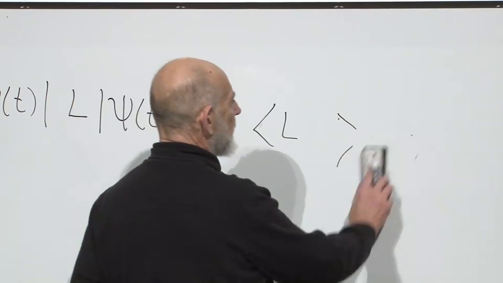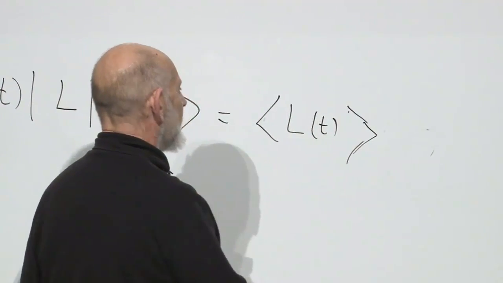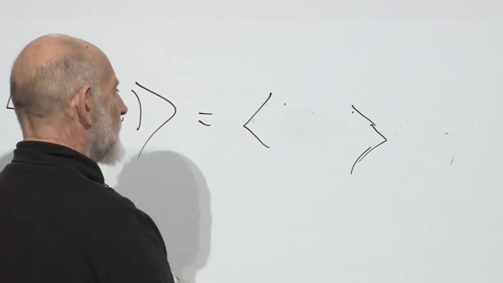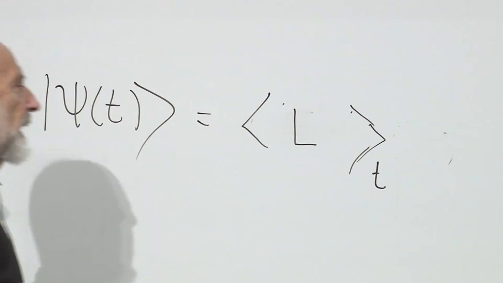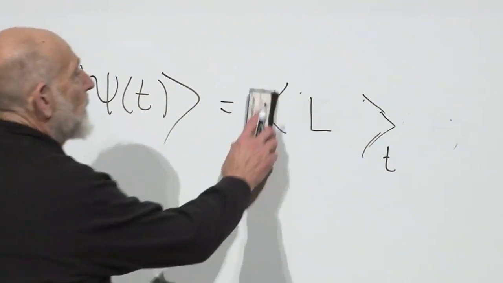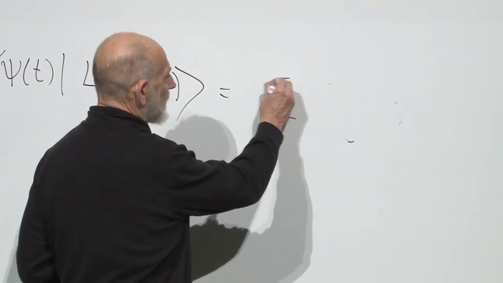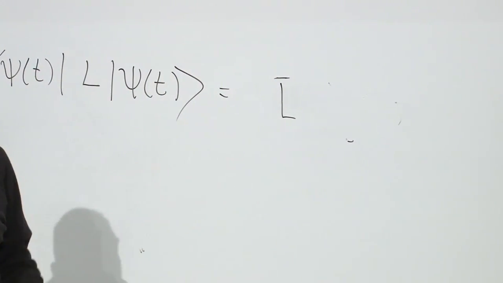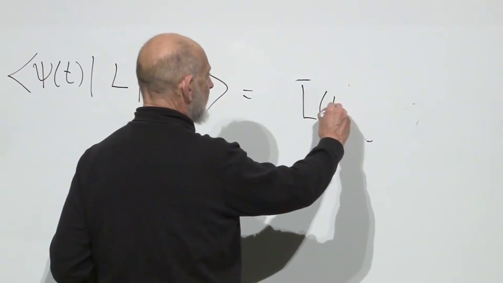I'm just going to call it the average of L as a function of time. It is a function of time. That's the main thing. You could do something else, we could call it L bar. Another notation for average is to put a bar on top of something. That's standard notation. And we could just call it L bar of t.